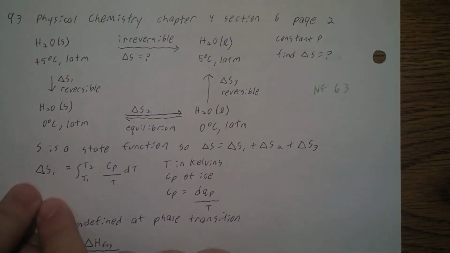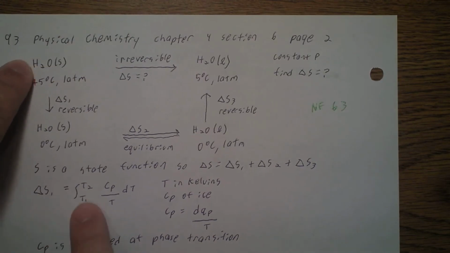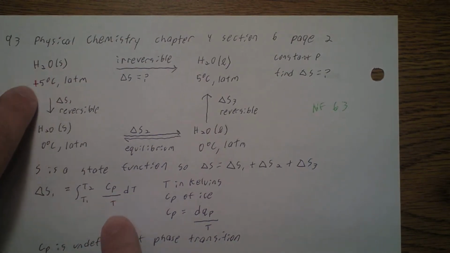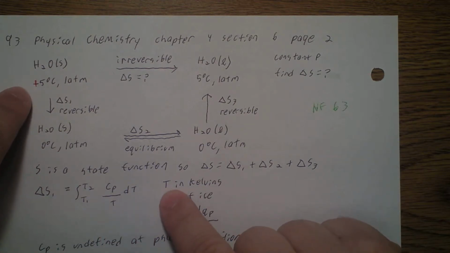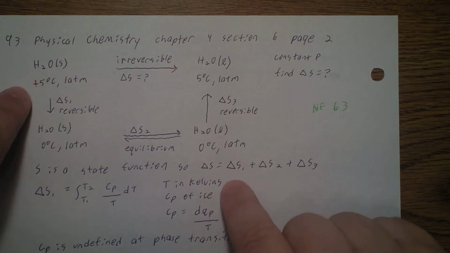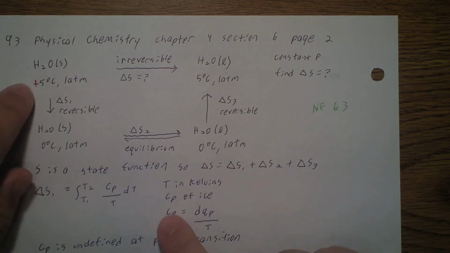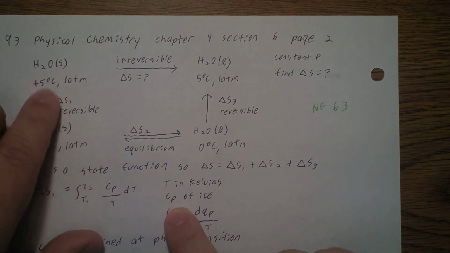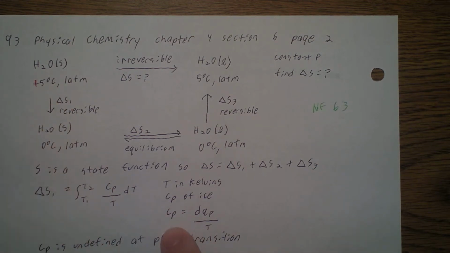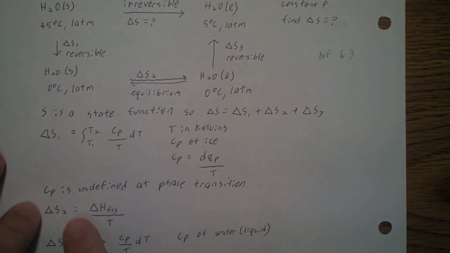So the change in entropy for state 1 is just the integral from temperature 1 to temperature 2 of the heat capacity divided by the temperature, with respect to temperature. Remember, T has to be absolute, like in kelvins. It can't be degrees. And in this case, since we started out with solid water, it'd be the heat capacity of the solid ice.